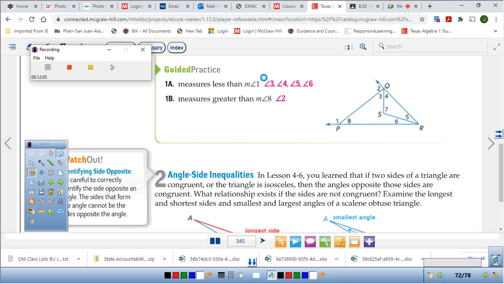Where's the movies? Don't want to get that one.